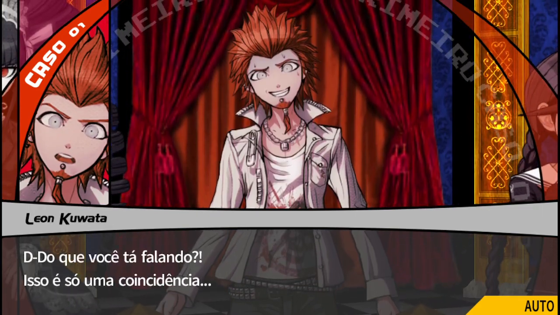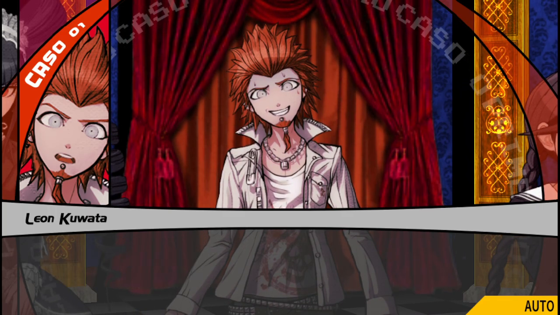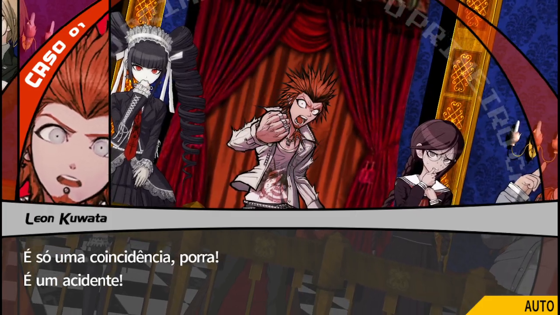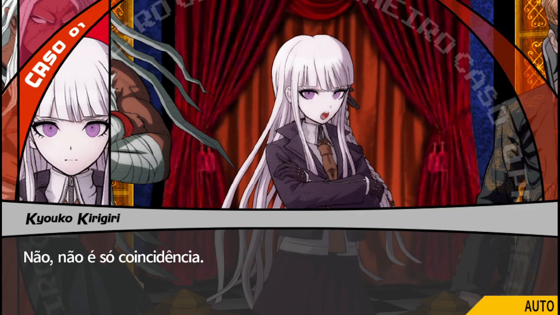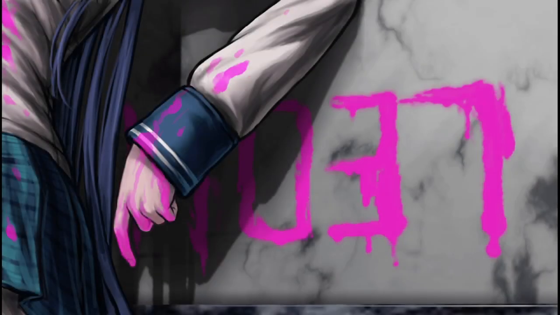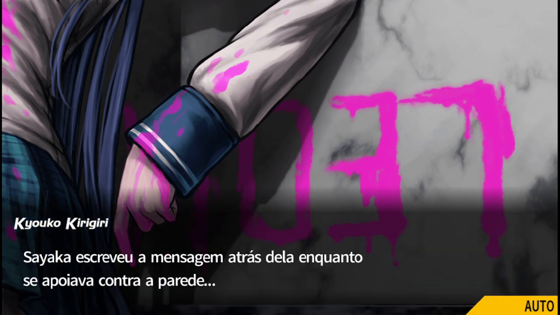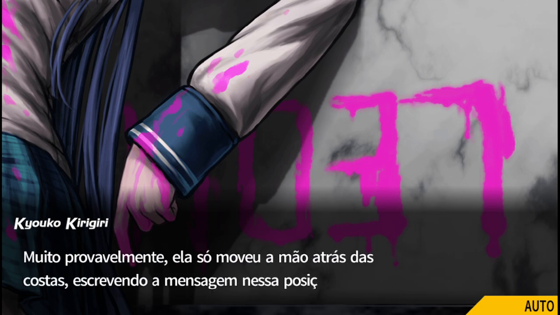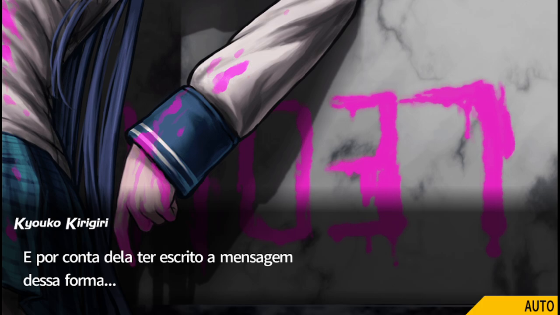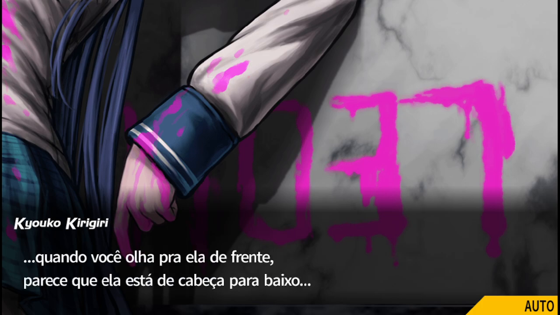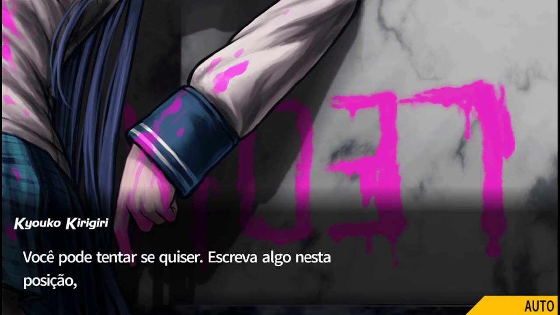What the hell are you talking about? It's just a coincidence. It's just a bunch of random squiggles that happen to look like my name. No, it's not random at all. She wrote that message on the wall behind her as she was leaning up against it. In that position, she couldn't move to write normally, and had to write upside down, as it were. And as a result, when you look at it standing in front of her, it ends up getting flipped. Try it for yourself if you want. Write something sitting like her, and the letters will be inverted.